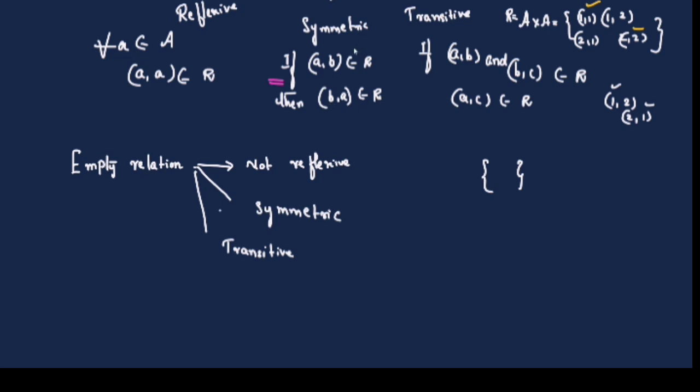When will you say it is not symmetric? If AB belongs to R, BA is not in R, then we say it is not symmetric. You are not able to prove it is not symmetric here because you are not able to take that AB. The condition if AB, that condition itself is not there. So we are not able to prove it is not symmetric. So it is taken as symmetric.